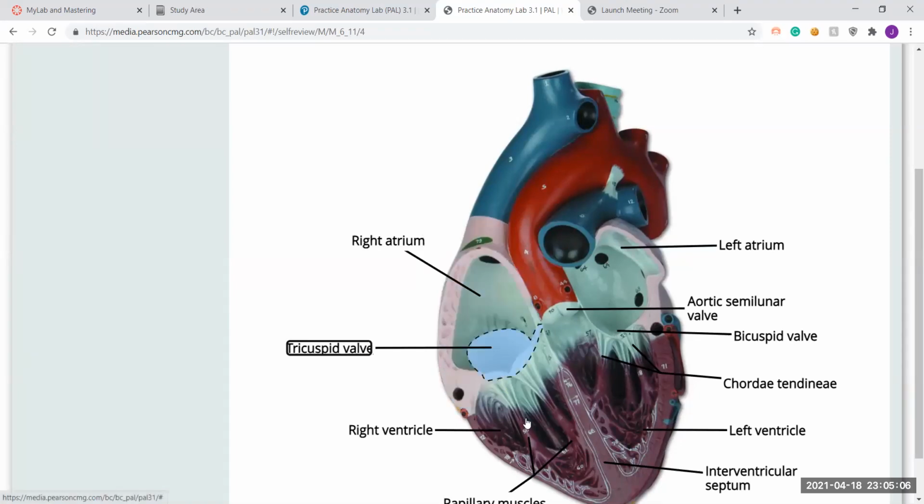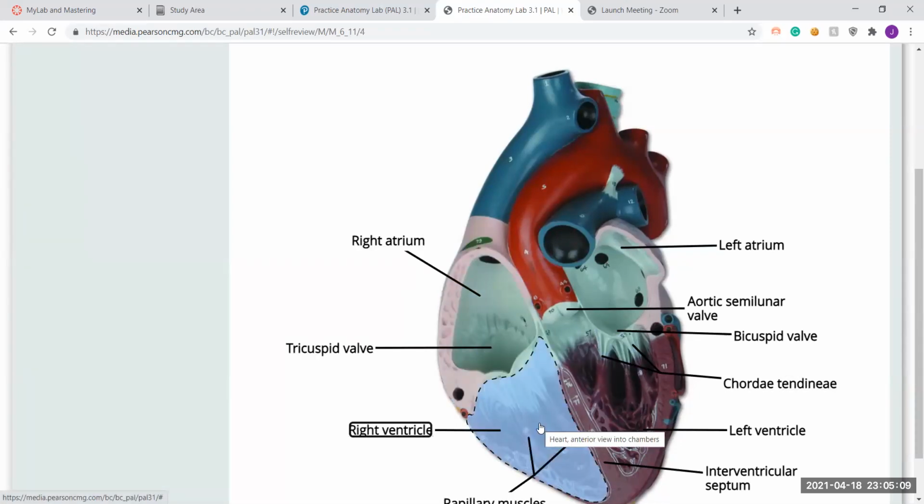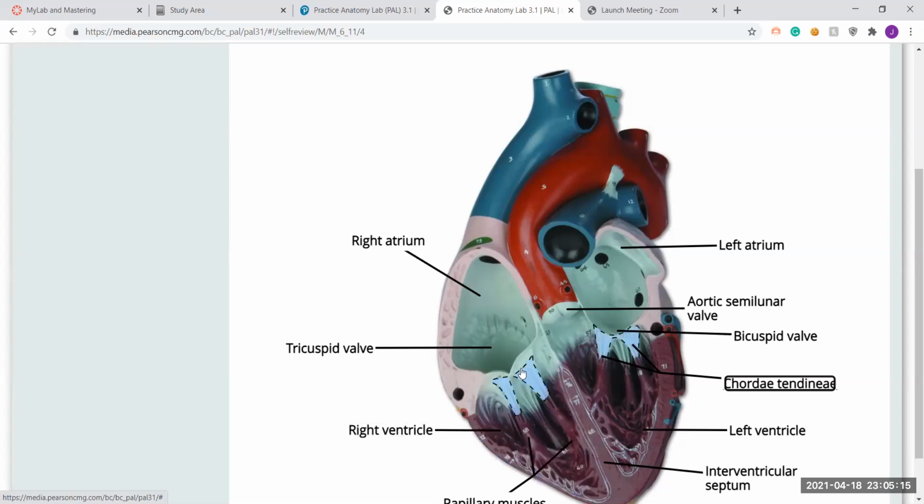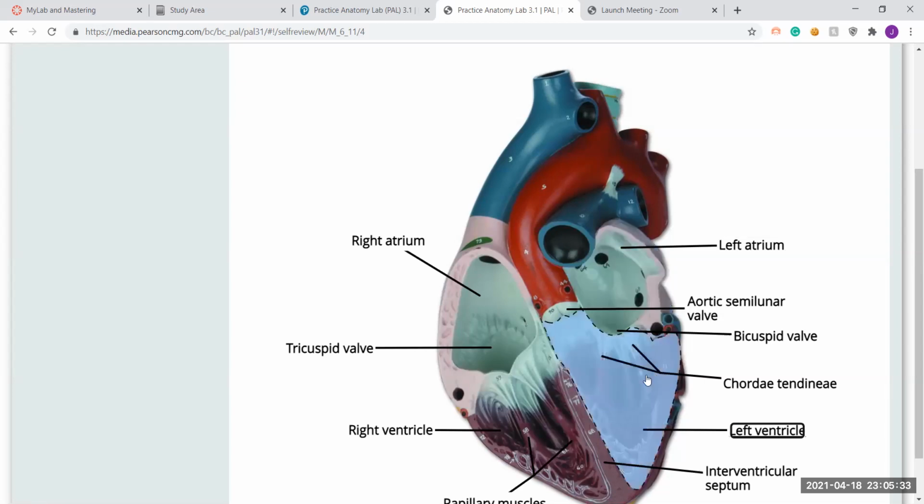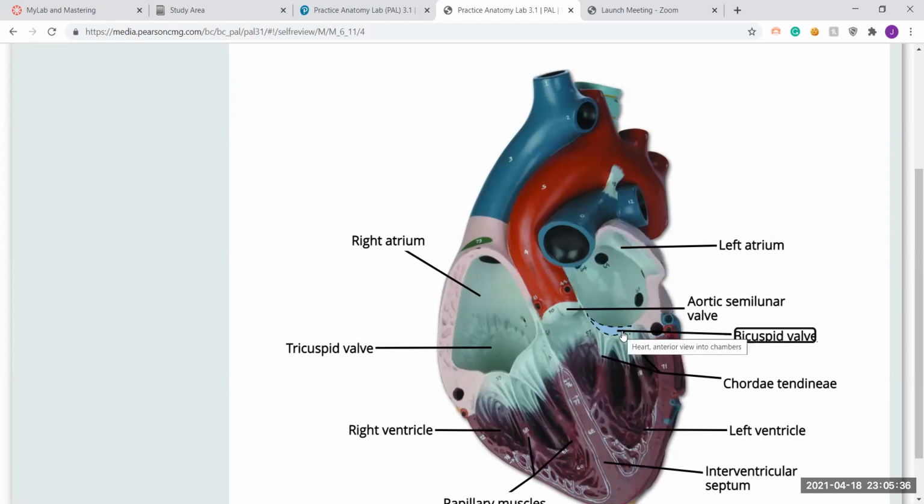The chambers, right atrium and right ventricle. In the heart, there is one-way blood flow. So between each chamber, there is a valve. On the right side, there is right atrioventricular valve that is called tricuspid valve because it has 3 cusps. On the left side, you have left atrium, left ventricle, and the valve between the left atrium and left ventricle is called left atrioventricular valve, or we call it bicuspid valve. It has only 2 cusps. That's why we call it bicuspid valve.